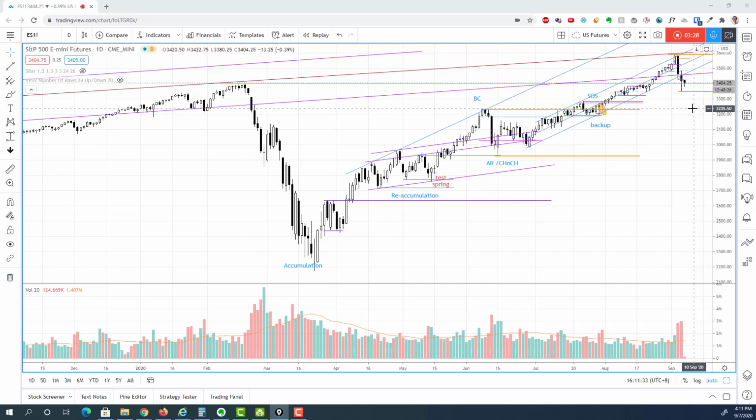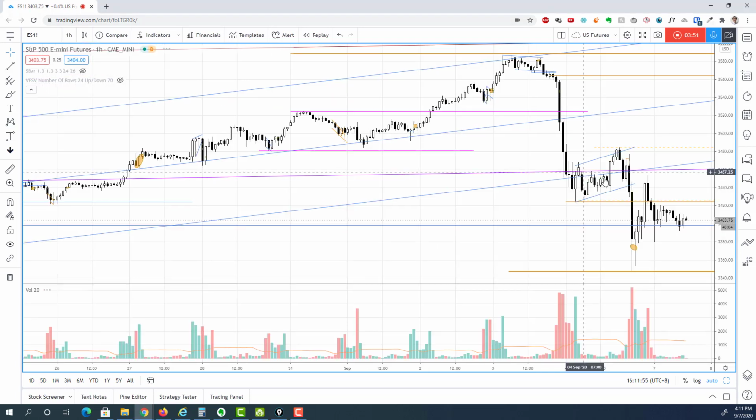I will also take a look at the other three major indices, which are the Dow, the Russell, and also the NASDAQ, and compare the market condition across the four major indices. But before I do that, let me go down to the hourly time frame and take a clearer look at the details of what's happening in the Friday session.